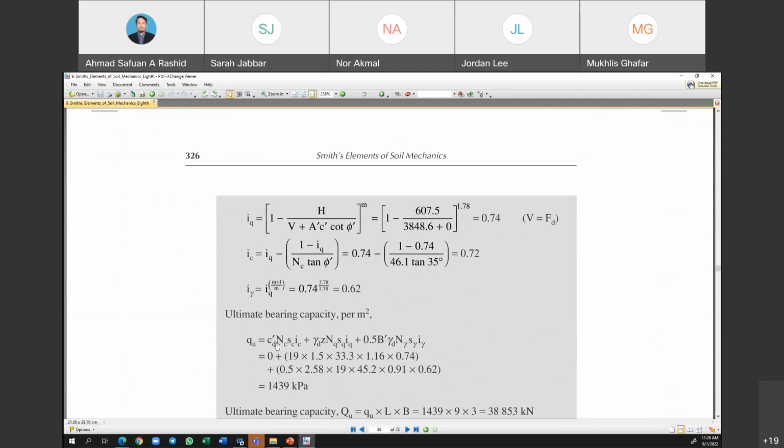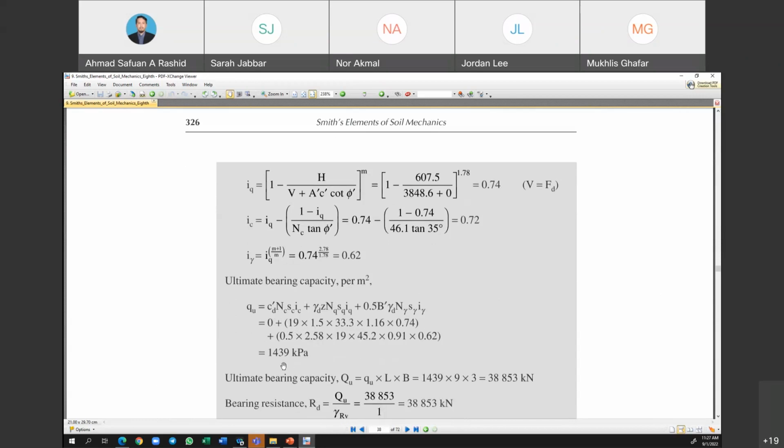So NC, no need to have a CD here. CD is defined as the drained condition. So then we put all the information, and we obtain 1439. That is for the QU. Then to get the ultimate bearing capacity, QU times L times B.